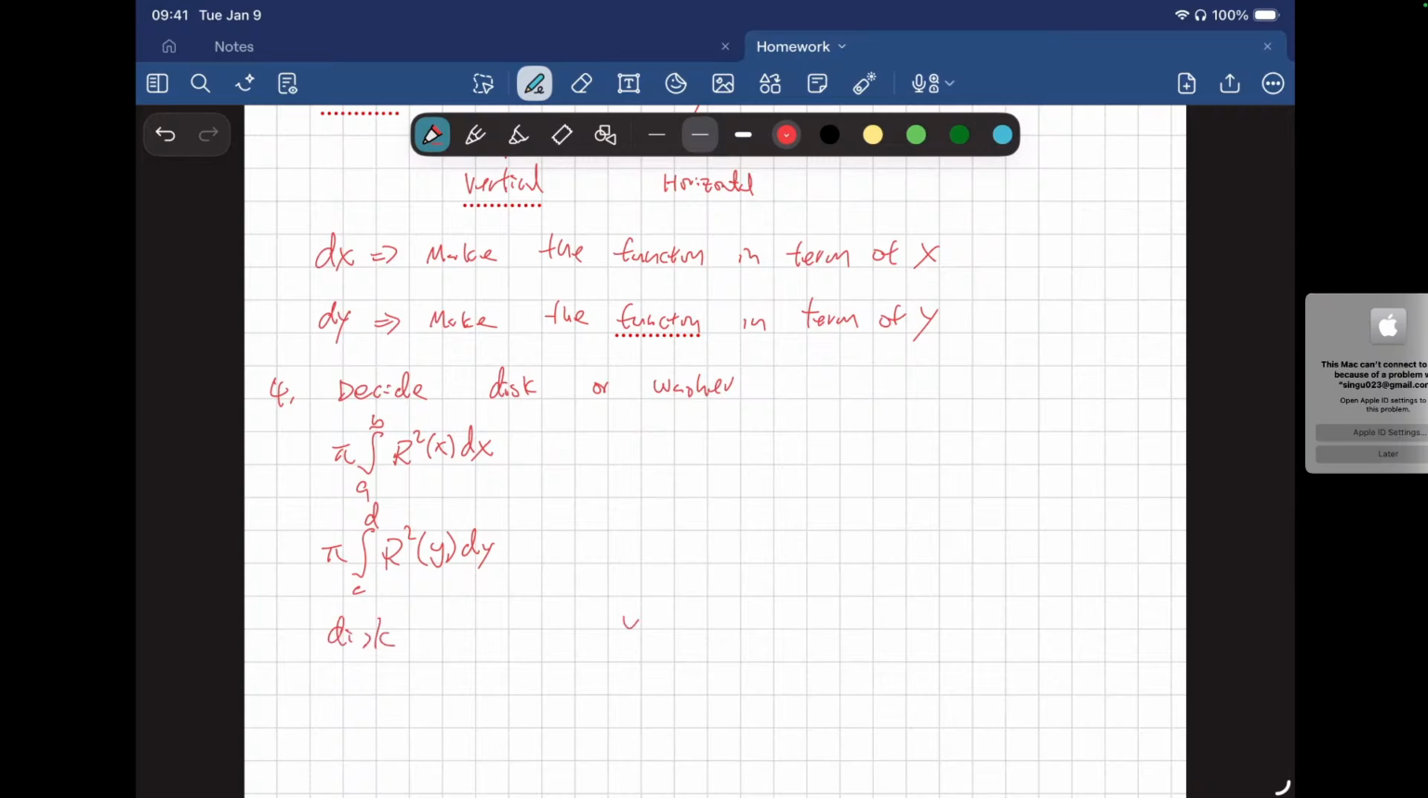And a washer is going to be something like the integral from a to b of pi times R squared of x minus r squared of x dx, and from c to d of pi times R squared of y minus r squared of y dy.